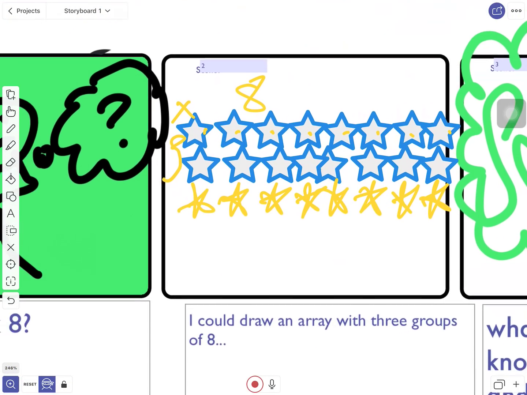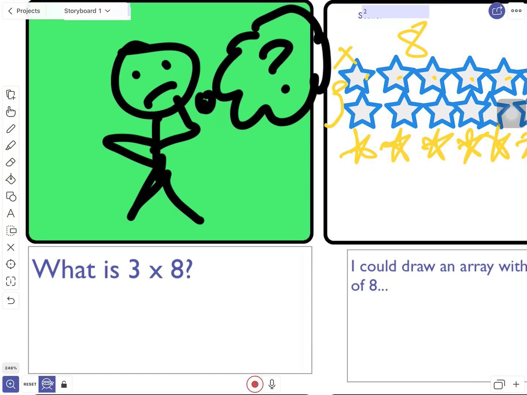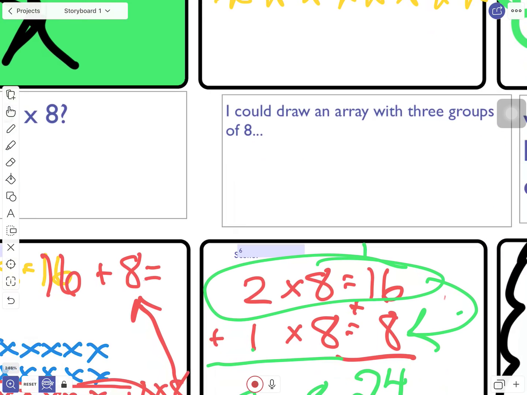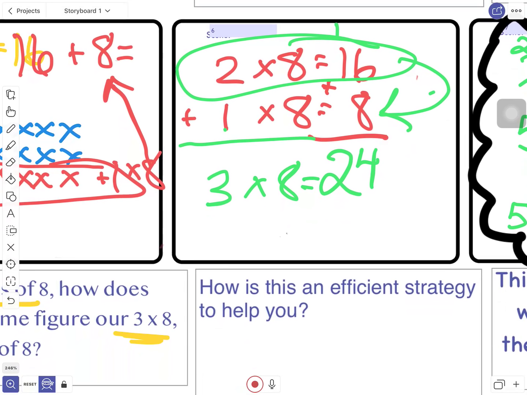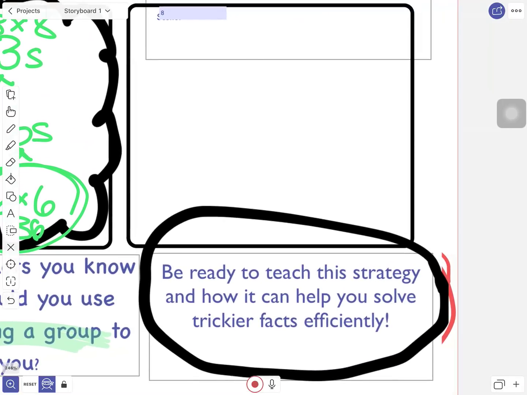Why do we want to learn this strategy? Because it helps us efficiently solve trickier facts and uses what we already know and facts we feel much prouder and more confident on. So make sure you have an example and be ready to teach the adding a group strategy.